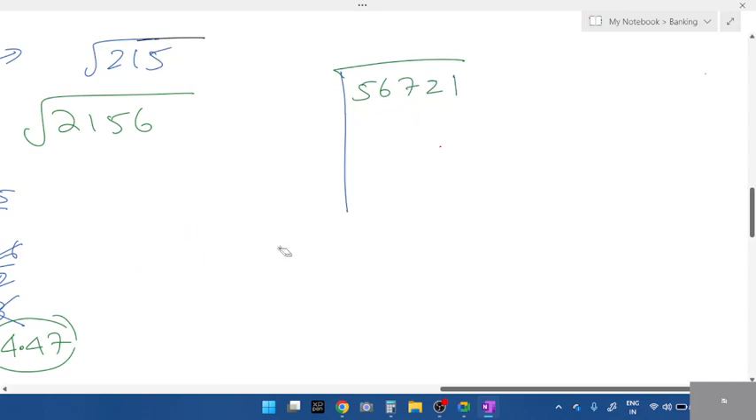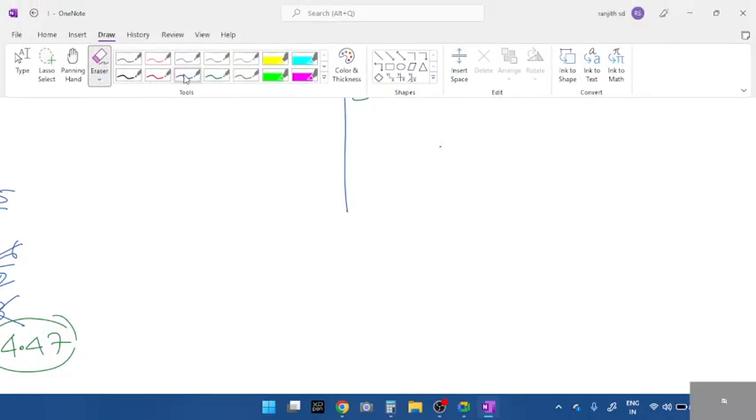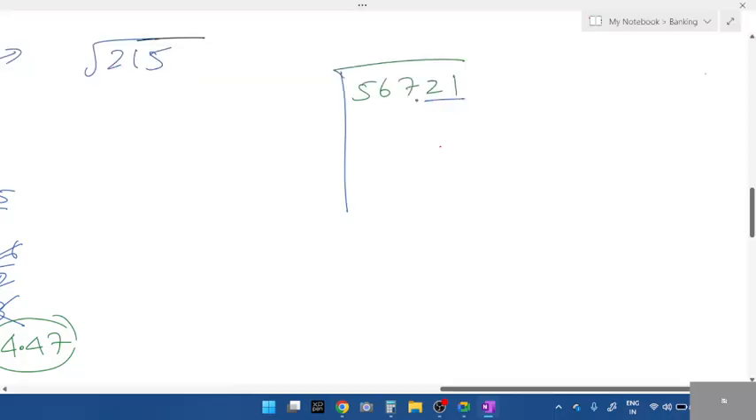Pair how many numbers? Two numbers. Why do we pair two numbers? Because this is the square root concept, right? So 21 is one group, 56 is another group. What is left? What's the number left? 5. Tell me a perfect square number less than 5. 1 square is 1, 2 square is 4. Which one should I take? 1 or 2?